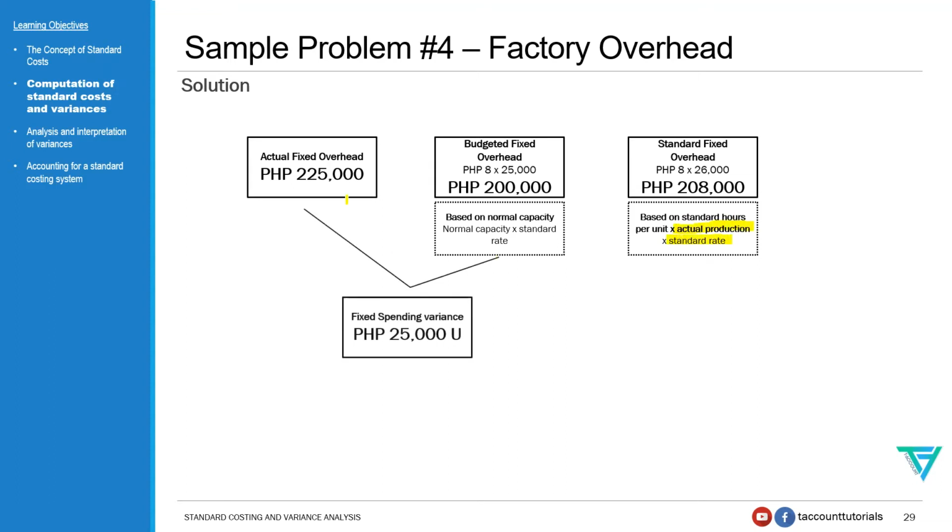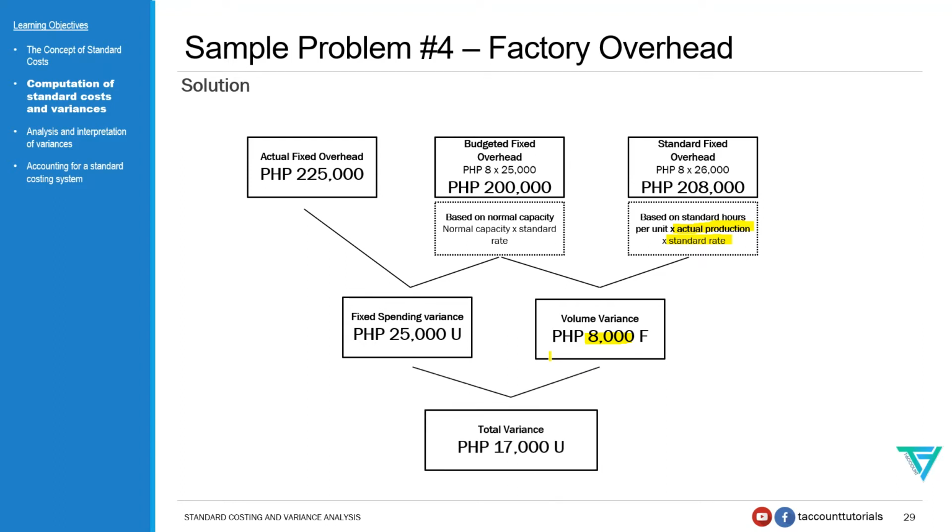All right. So if we deduct the budgeted amount from the actual amount, we get the fixed spending variance of 25,000 unfavorable. And then if we deduct the budgeted against the standard fixed overhead, we get the volume variance of 8,000 favorable. So this is a similar case wherein we have two offsetting variances, which leads to a netted total variance of 17,000 unfavorable pesos.